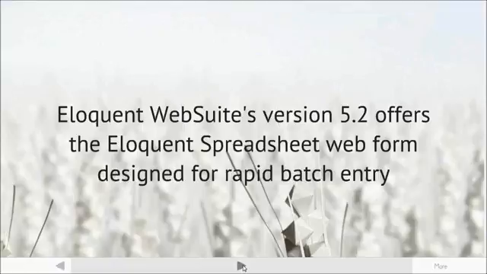Let me tell you how this is going to make your lives easier. Eloquent Spreadsheet is designed for the rapid entry of many records at once. It's efficient and it saves you time. Instead of rewriting the same information dozens of times, you get to enter it once and let the system do the copying for you. It also allows you to make bulk or global changes to several items at once.